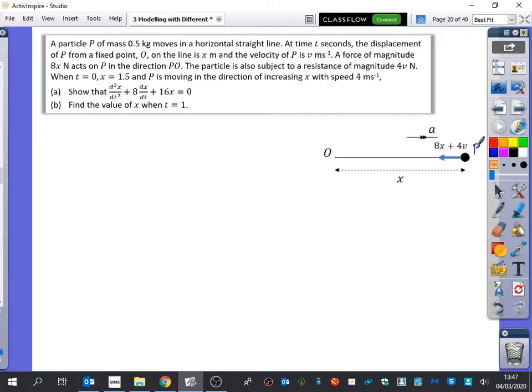So this is the particle P. So the 8x newtons is acting to the left. The particle is also subject to a resistance of magnitude 4v. Now, it must be going in the opposite direction to the distance that it's moved, because it says it has a resistance of magnitude 4v. Hence, this leftward force is 8x plus 4v. It's the combination of this force here, and it's a combination of this force here.